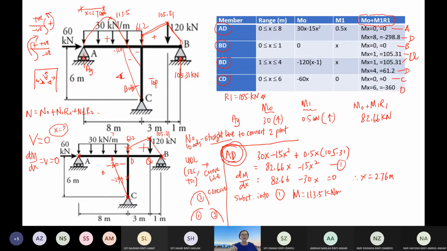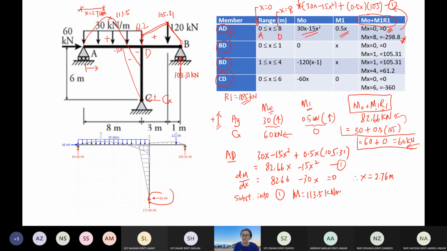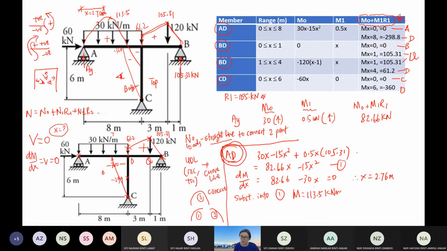I do not need to find it for the other members. I have shown here how to obtain the bending function for the real structure, which we use M0 plus M1 R1. This is the one that we have determined for member AD, equation 1 here. Now you can simplify it. This equation 1 I've simplified here.